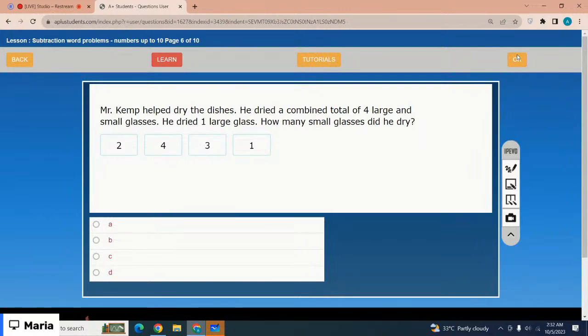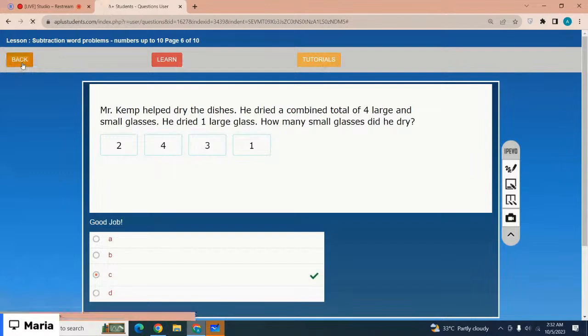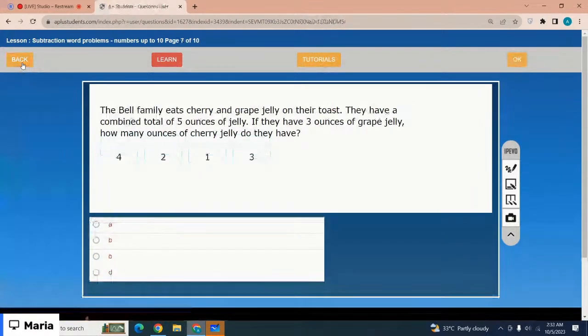very good, that would be 3. That means 3 of the small glasses he dried. The correct option is 3. Option number C is the correct option, right? Okay, you can complete the lesson by yourself later today. Let's just move on to the next one.